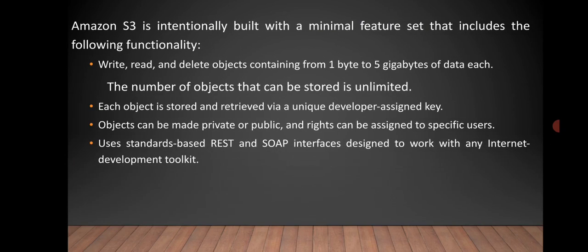Amazon S3 is intentionally built with a minimal feature set that includes the following functionality: write, read and delete objects containing from 1 byte to 5 gigabytes of data each. The number of objects that can be stored is unlimited, and each object is stored and retrieved via a unique developer-assigned key. Objects can be made private or public, and rights can be assigned to specific users. It uses standards-based REST and SOAP interfaces designed to work with any internet development toolkit.